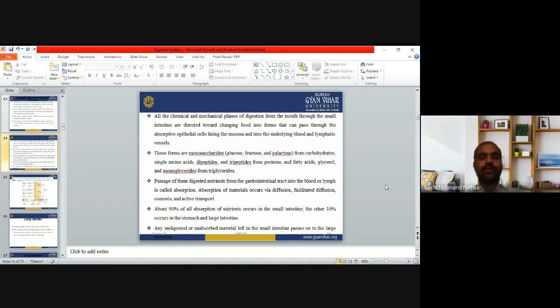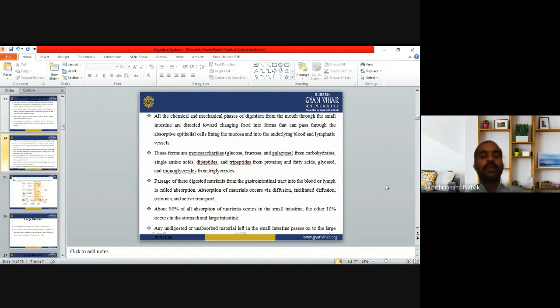So absorption of material occurs via diffusion, facilitated diffusion, osmosis, and active transport. Diffusion is just the process of going through the plasma membrane. These nutrients will go into the blood by simple diffusion. In facilitated diffusion, there is some carrier that will facilitate the diffusion. Then osmosis and active transport are there.